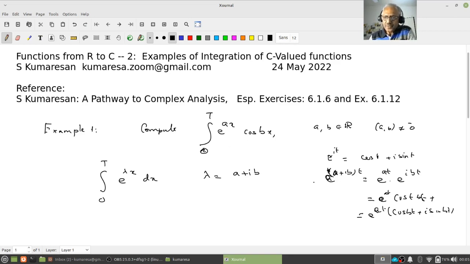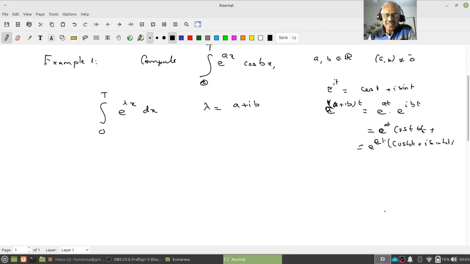Right? You've got e power ax, and the real part is going to be e power ax cos bx. Do you like it? Good. Now remember, if a is 0 or b is 0, this is very trivial. If a is 0, this is cos bx. If b is 0, this is e power ax. These are all computed very easily by standard 12th grade methods. So let us assume ab is not equal to 0. That's what I did.